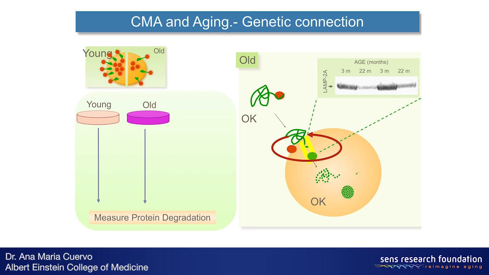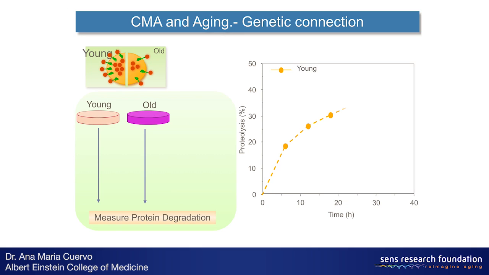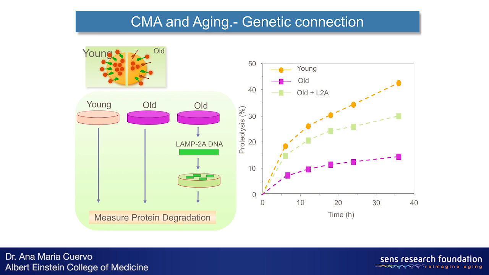So for example, if we compare chaperone-mediated activity in the graph on the right, in young and old cells, as you can see here, you have a dramatic decrease in the degradation through this pathway in the senescent cells. However, if now we transfect them with the gene that encodes for this LAMP2A, this receptor of the lysosomal membrane, as you can see here, there is a restoration of proteolytic activity that gets very close to that we have in the early division cells, in the non-senescent cells.